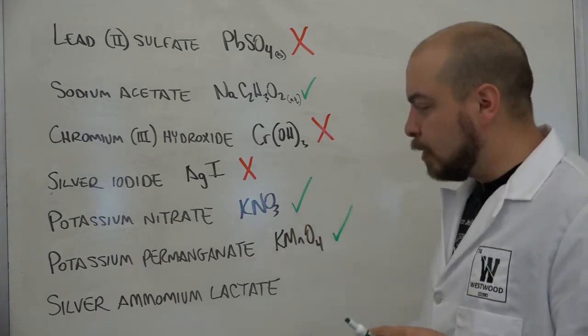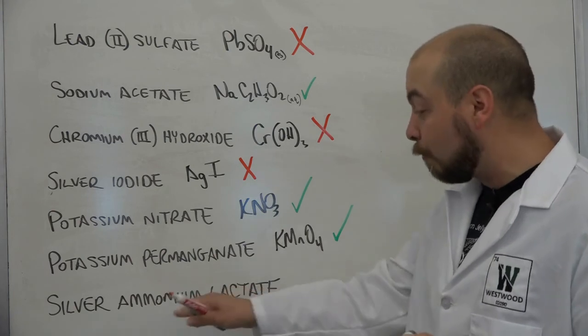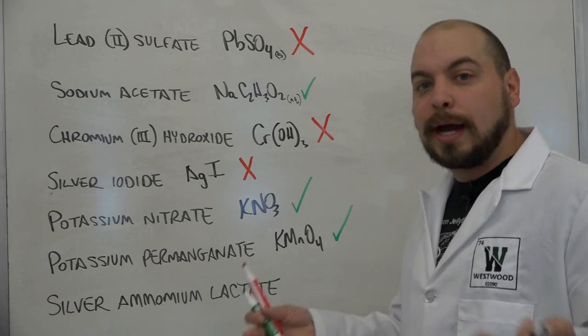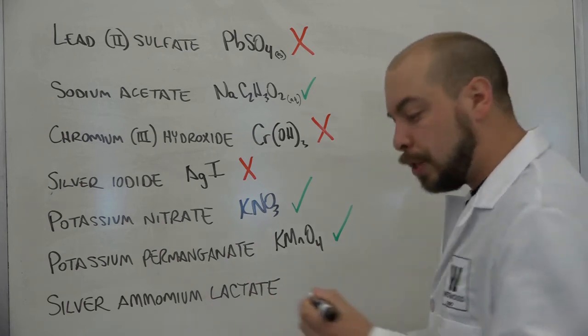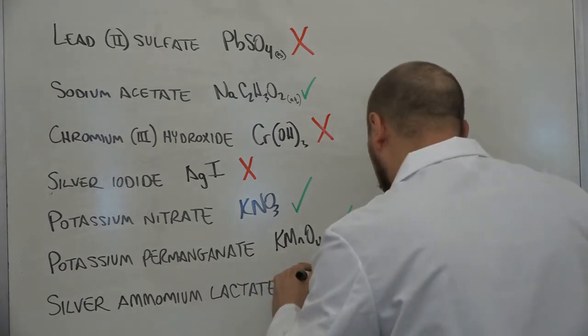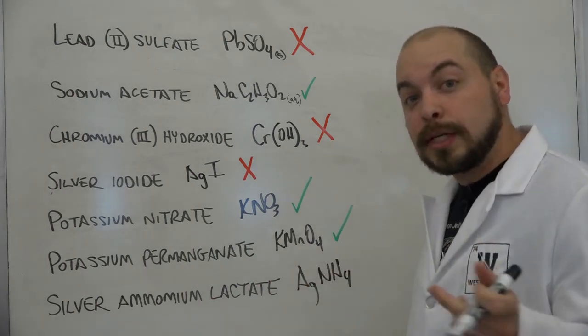And finally, here's your challenge question. It might have thrown you for a loop because of the fact that we have silver ammonium lactate. I guarantee you do not know what lactate's ion looks like. The chemical formula for this, just so you're aware, is Ag, NH4, C6H10O6.